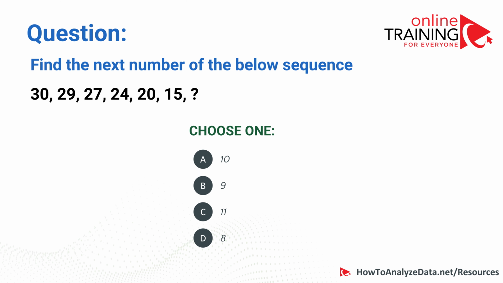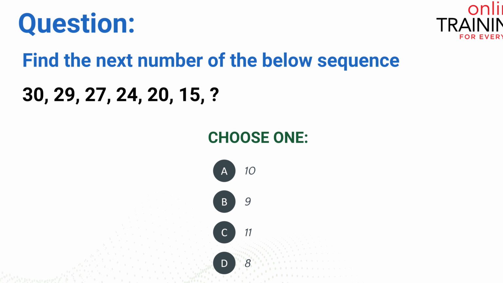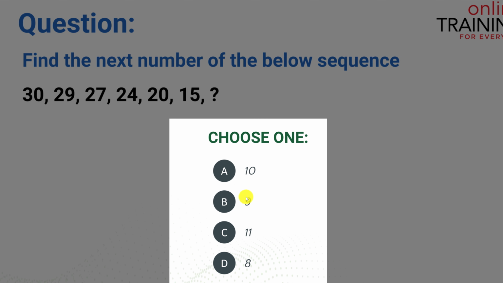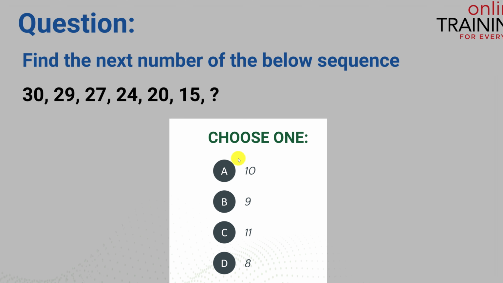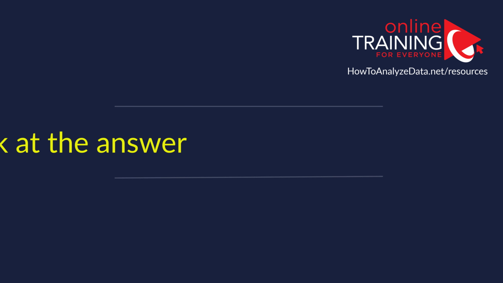So here's the question, which is frequently used as part of numerical reasoning and logical reasoning tests. Find the next number of the below sequence. You have a series of numbers, 30, 29, 27, 24, 20, 15, and you have 4 different choices: 10, 9, 11, and 8. Which one do you think is right? And how would you even approach answering something like this?